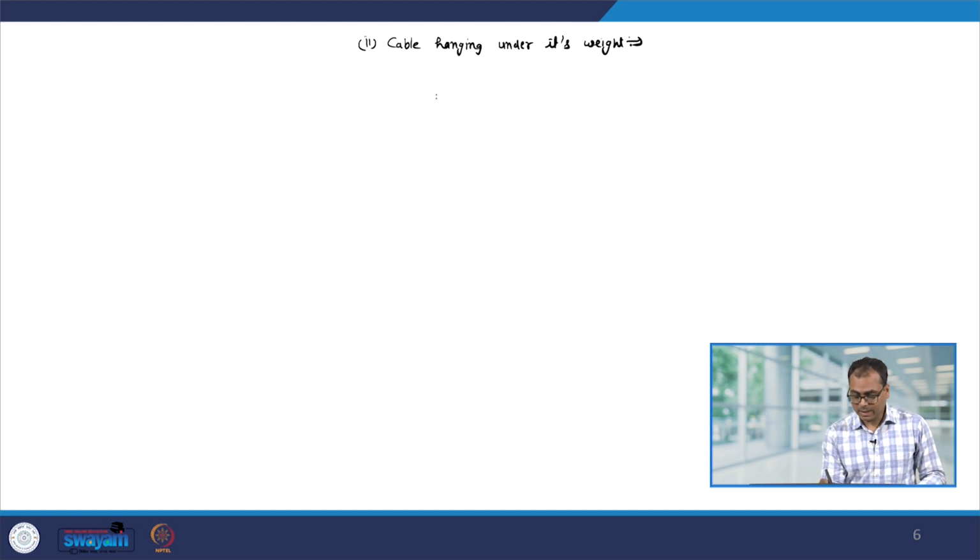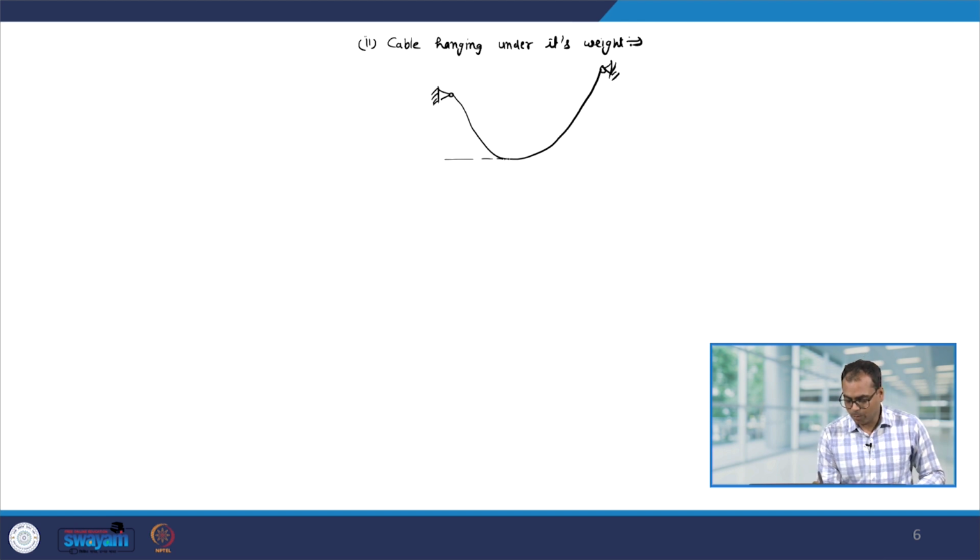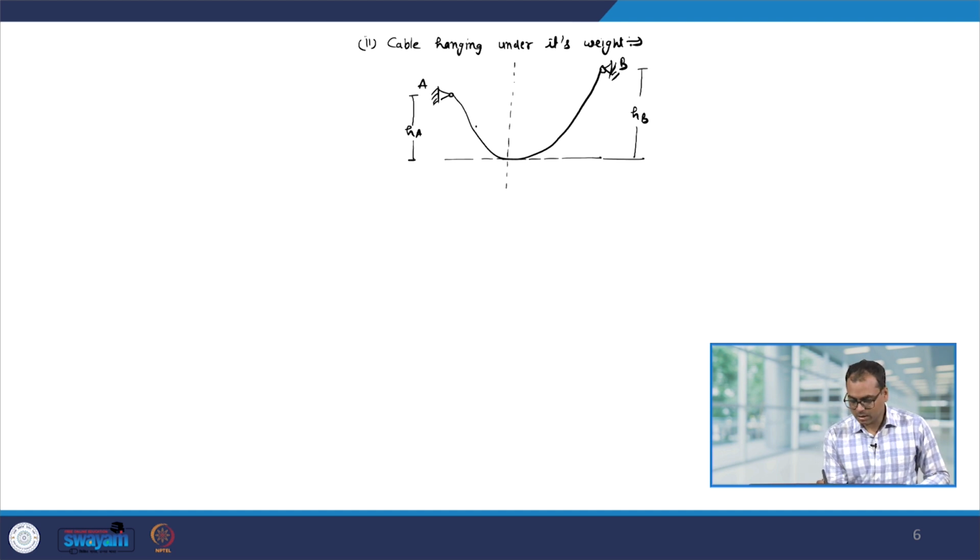Okay. So, again, let us say there is a cable and let us say this is the minimum point of the cable. So, we fix our axis here. Okay. This point is A, this point is B. So, therefore, this height is HA, let us say, this height is HB, this length is SA, this length is SB and this is LA and this one is LB.